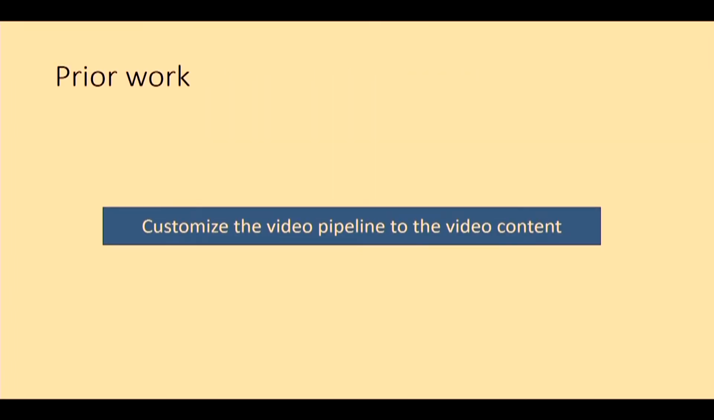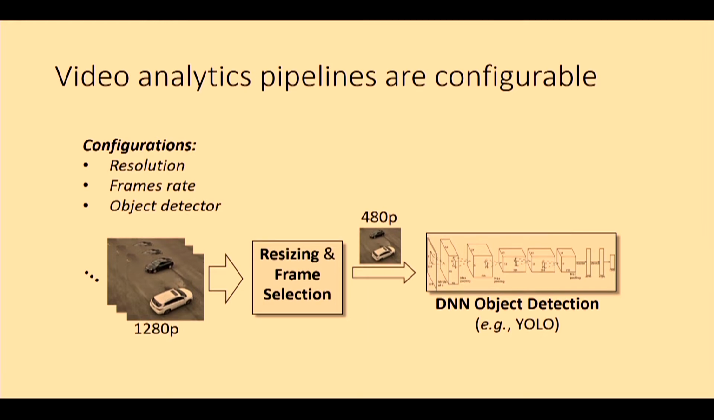Prior work has largely approached this problem of balancing accuracy and cost by trying to customize the video pipeline to the video content. Why is this possible? Video analytics pipelines have a lot of configuration knobs, and we saw some of those in the last talk. This is a typical pipeline. Frames of video get fed into a module that resizes them and chooses which frames to sample, and then they're fed into some neural network object detection software. So there are a bunch of knobs you can tweak: the resolution, the frame rate, you can even change which object detection models you're using. And prior work has exploited these knobs to customize the pipelines to the video.